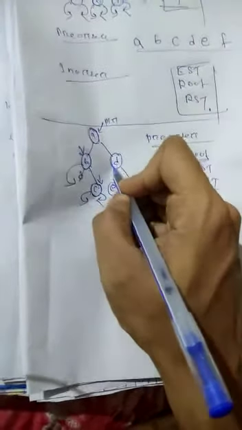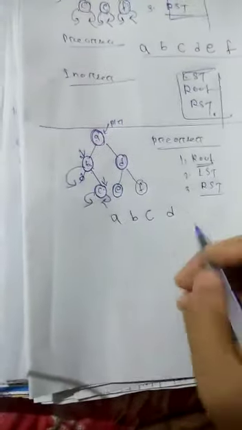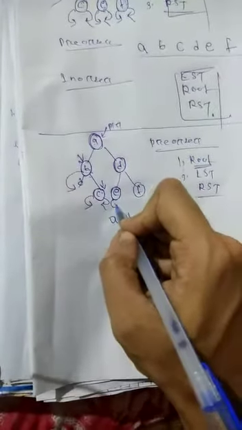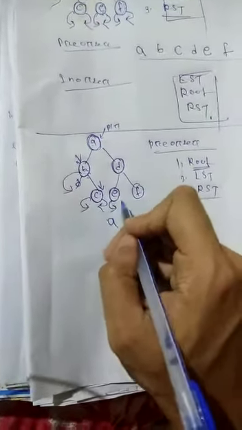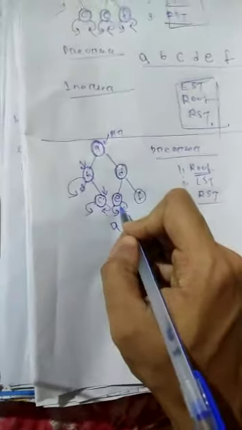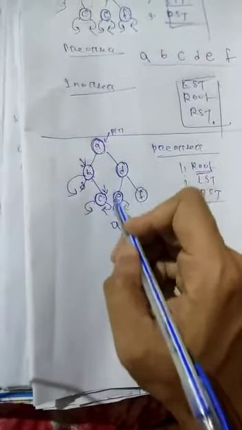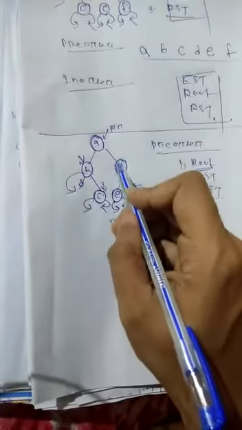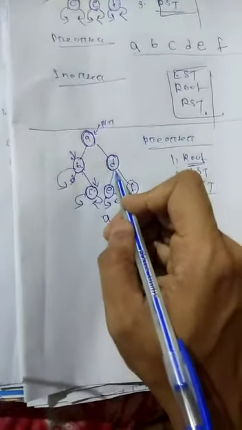Here is d, and the first step is print, so we print d. Then we go to the left subtree. In the left subtree, the first step is to print, so e will be printed. Then we visit the left subtree, no left subtree, then the right subtree, no right subtree, then we return to d. The left subtree is completed. Then we go to the right subtree.